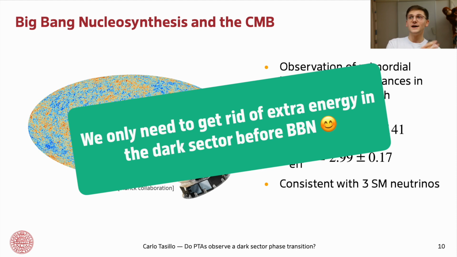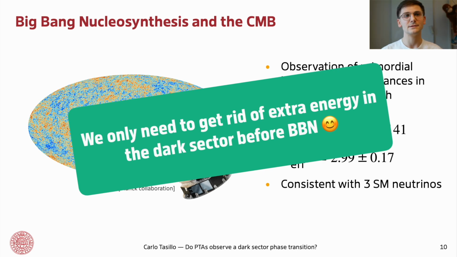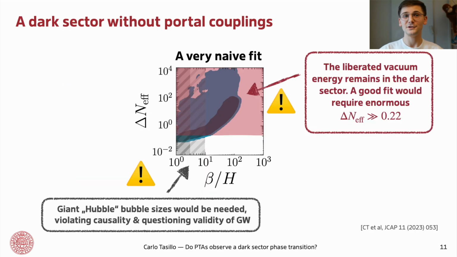Now, turning this around again, we know that there cannot be such a strong first order phase transition during BBN, but what if it happens before? We basically only need to get rid of the energy density released in this first order phase transition, such that everything reheats and lambda CDM cosmology can just continue after that. That's basically the starting point for where my PhD also started.